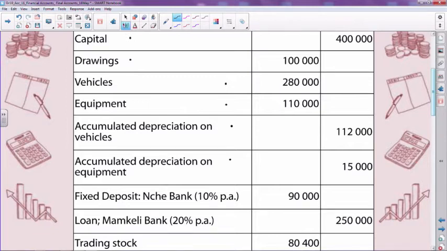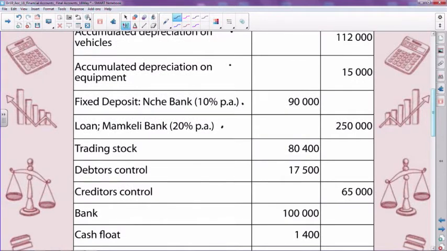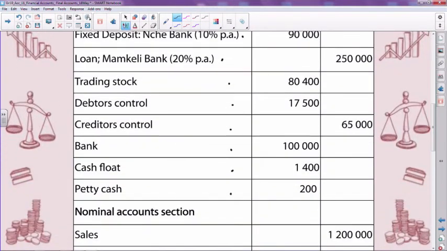So always note that. Then you have another non-current asset, and that is your fixed deposit from the bank. Then you have a loan, and this loan is your liability. This liability will be paid in the long run, so non-current liabilities. And then we look at your current assets: your trading stock, and then your debtors control, creditors control will be entered, your bank, your cash flows. As you can see, all your assets and your liabilities are listed under your owner's equity account, your capital and your drawings. So that's your first section, guys.